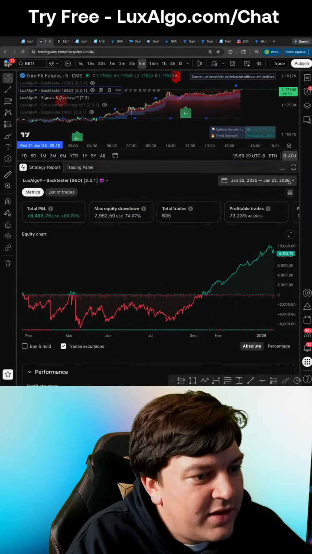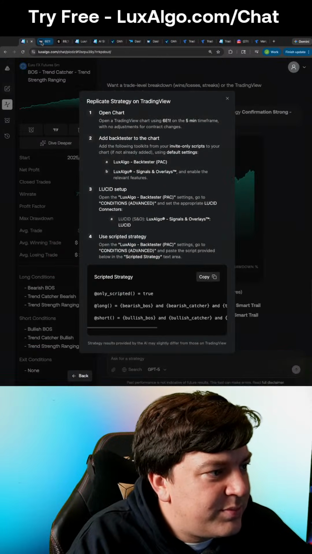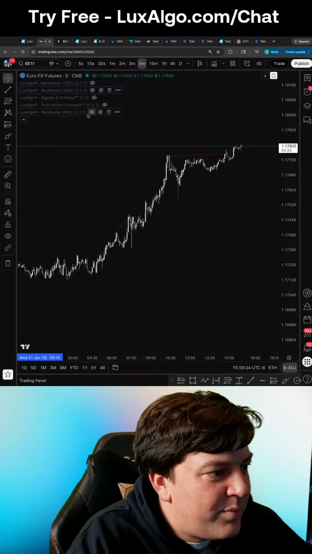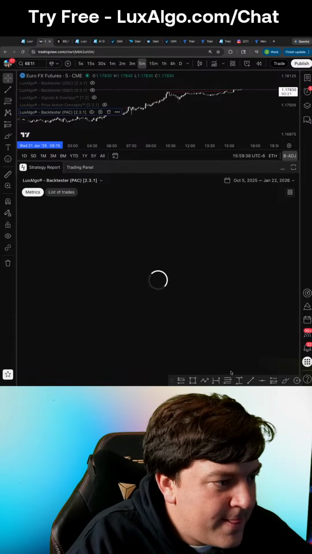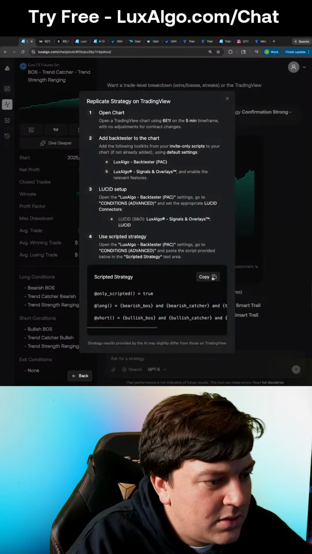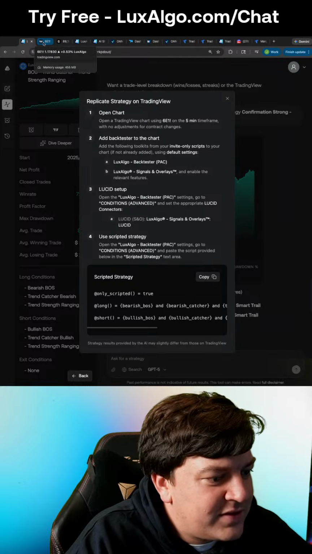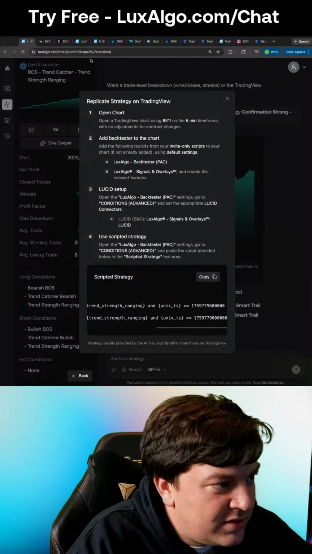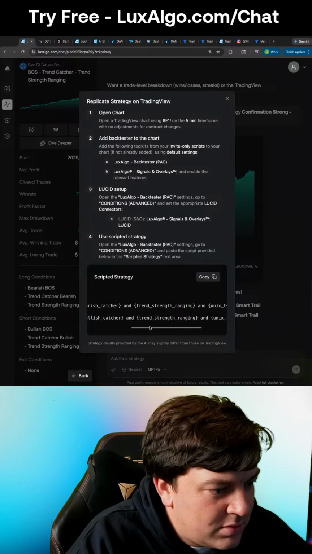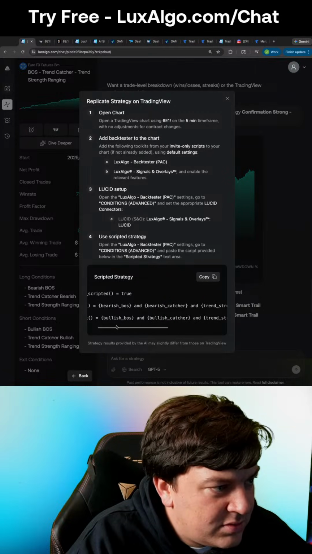PAC signals and overlays. It wants to use the PAC, yeah. So we got to pull up the price action concepts backtester. And it adds the signals and overlays. It needs the catcher. Needs the catcher. Bearish POS. Bearish.